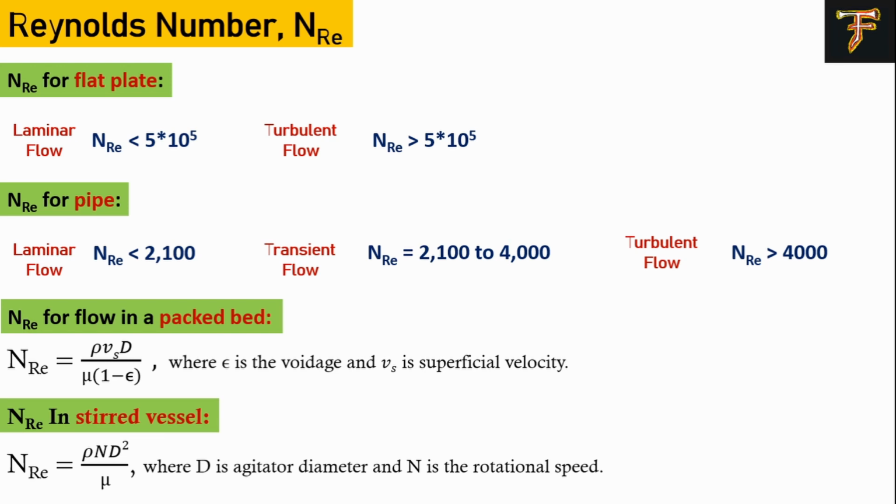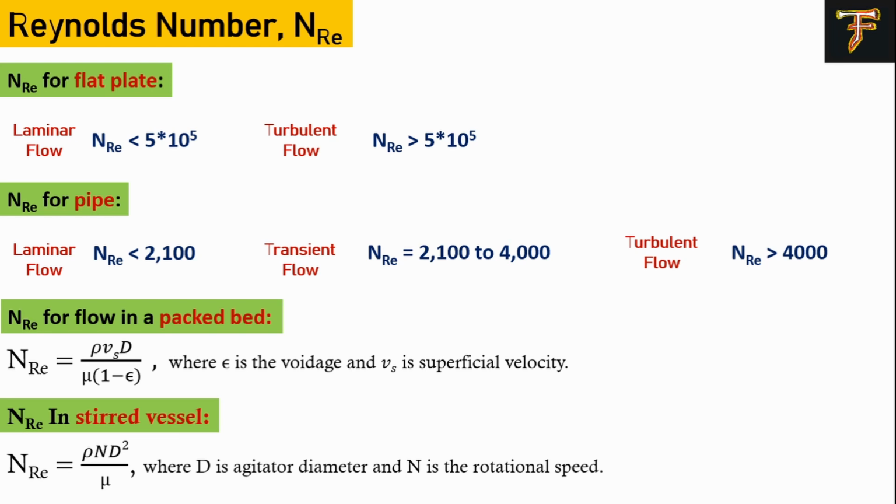And the Reynolds number formula changes in the packed bed and the stirred vessels. In the packed bed, the Reynolds number is rho Vs d by mu into 1 minus void fraction. Here Vs is the superficial velocity, and this velocity means that the packed bed is empty and you are flowing the fluid. But when we introduce the material also, at that time this velocity increases to Vs divided by 1 minus void fraction. So the Reynolds number will change a little here. If you look at the stirred vessel, it is equal to rho n d square by mu, where it will be dependent on the agitator diameter and the rotational speed.